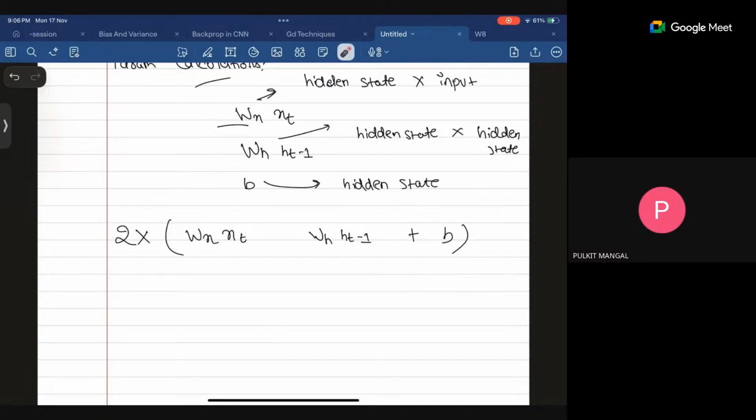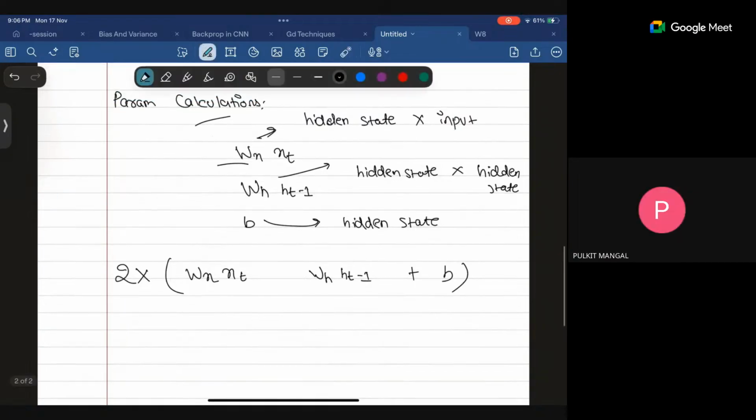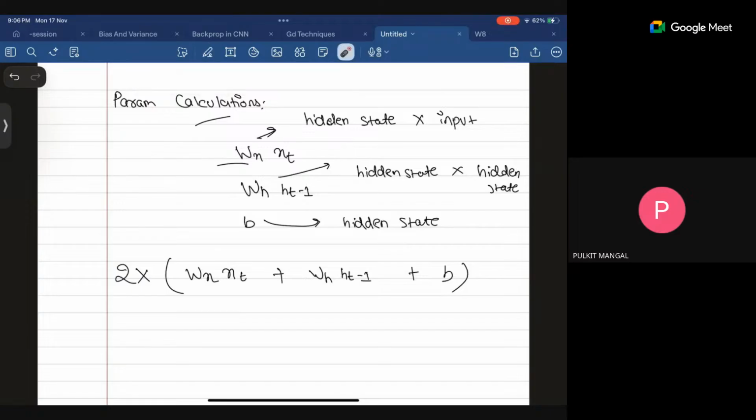Okay, is it clear? Is there a plus between them? Yes, the plus is also there in the equation. Because you will have one for the forward and one for the backward, the parameters will just be doubled. That's all.